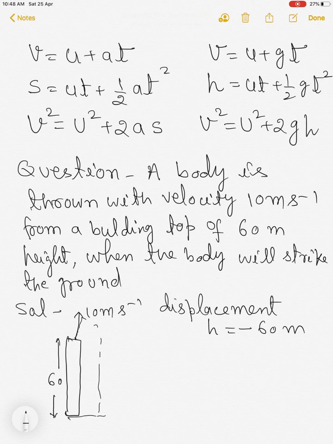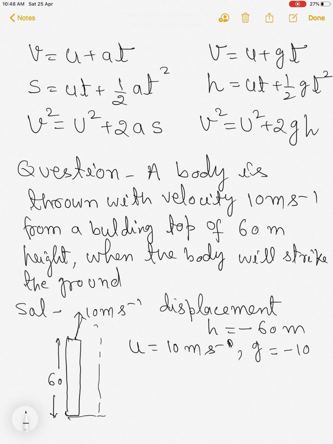Initial velocity u is equal to 10 meter per second. It will be taken as positive, because the body is thrown upward, and acceleration due to gravity will be taken negative, minus 10 meter per second square, because acceleration due to gravity is downward.